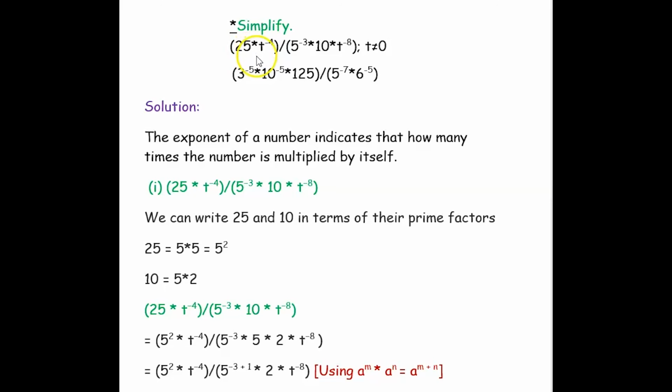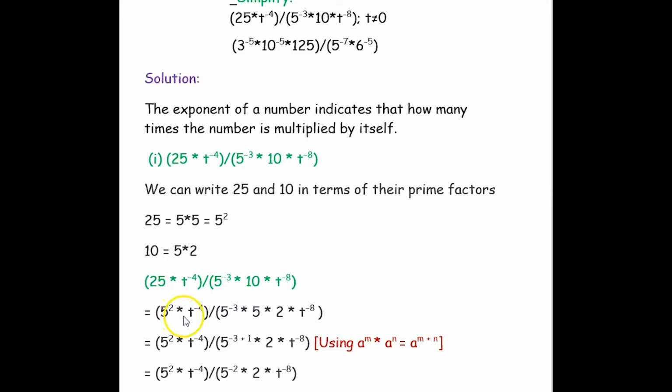Next question is simplify 25 into t raised to the power negative 4 divided by 5 raised to the power negative 3 into 10 into t raised to the power negative 8, where t is not equal to 0. So now we can write this 25 and 10 in terms of their prime factors. So 25 is 5 into 5, that is 5 square, and 10 can be written as 5 into 2. Now I am rewriting this expression. So 25 as 5 square into t raised to the power negative 4 divided by 5 raised to the power negative 3 into 5 into 2 into t raised to the power negative 8.